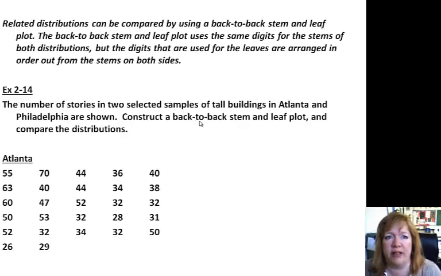All right, related distributions can be compared using back-to-back stem and leaf plots. The back-to-back stem and leaf plot uses the same digits for the stems in both distributions. Now, I had never actually seen these, but I think they're pretty interesting. And so this data is the number of stories in 2 select cities. So the number of stories of buildings. So these are like Atlanta, 55 stories and so on. These are buildings in Atlanta and buildings in Philadelphia, and they're comparing the 2 cities.